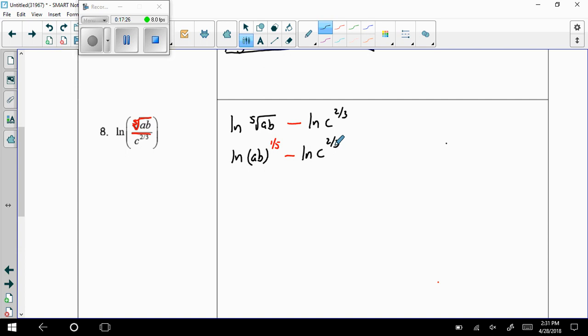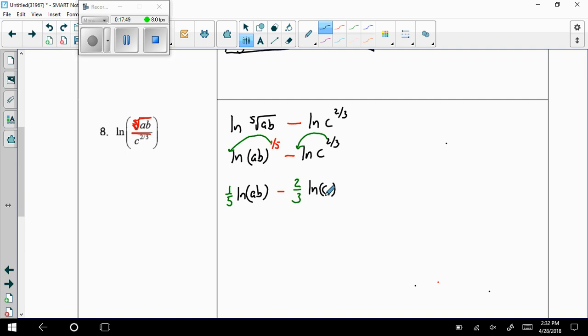Now a few things that we're going to do. In both of these situations, I want to kick the exponent to the front. And so this becomes 1/5 natural log of AB minus 2/3 natural log of C. For continuity, I'm going to write parentheses there too.